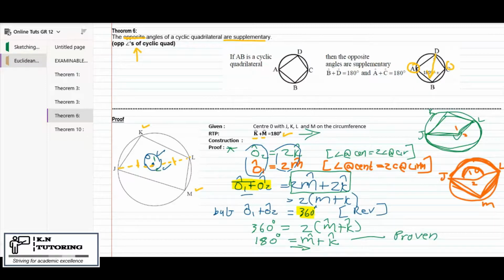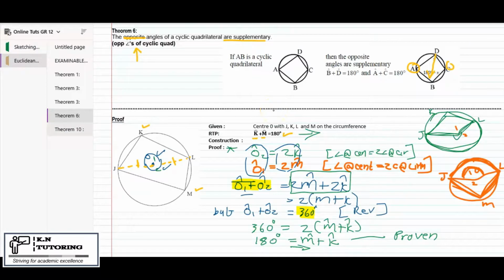Okay, very simple, straight to the point. Know your basics: angles around a point, construct, use the angle at center is twice the angle at the circumference, and then you're good to go. Just basic algebra. Okay, hope we are on the same page.